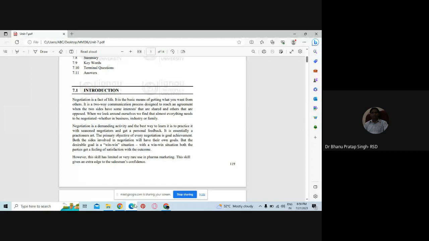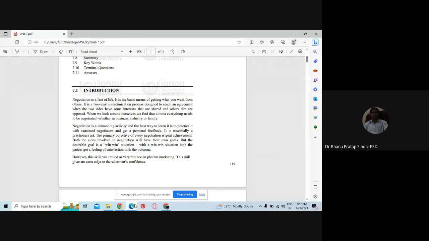When we look around ourselves, we find that almost everything needs to be negotiated, whether in business, industry, or family. Everywhere negotiation takes place. Negotiation is a demanding activity, and the best way to learn it is to practice it with a seasoned negotiator and get personal feedback. It is essentially a practitioner's art. Basically, negotiation is an art.